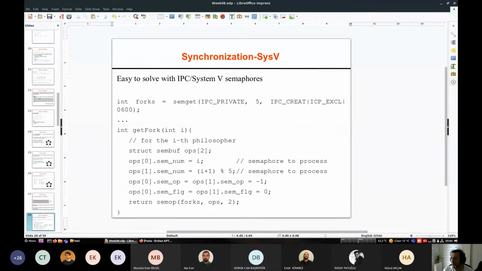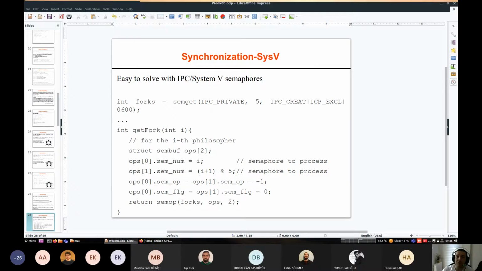Now, this is very easy to solve with the System 5 semaphores. All you have to do is call wait atomically on both semaphores. So we will call wait on both the semaphore representing the fork to our right and the semaphore representing the fork to our left. Either we succeed in acquiring both of these semaphores, so both of these forks, or none of these forks. If we can get both of them, semop will return. If we cannot take both of them, semop will be blocked.